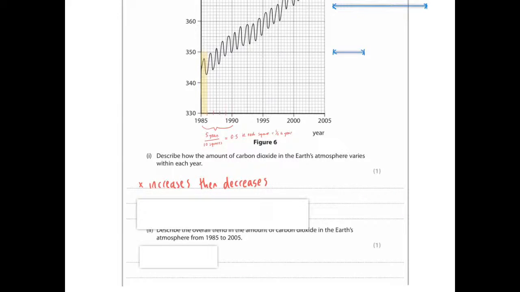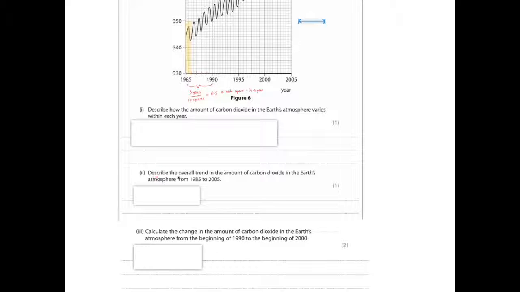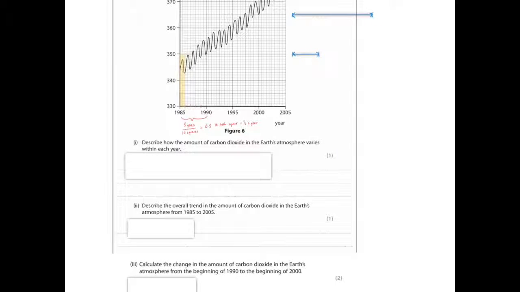It's only 1 mark. Then it says describe the overall trend in the amount of carbon dioxide in the Earth's atmosphere from 1985 to 2005. So now we're going right across the graph, 85 to 2005. The overall trend, again 1 mark, is that the level is increasing. You can see that if you were to draw a straight line through this, it would be a very strong positive increase. So it increases, done. Don't overthink it, just go for what you see.